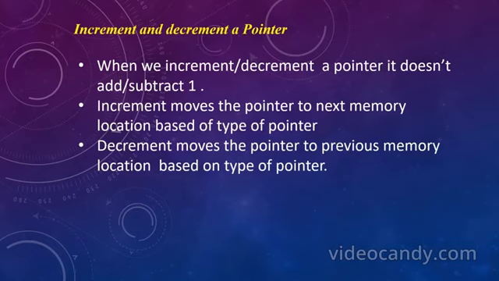When we increment or decrement a pointer, it does not add or subtract one. I said, does not. Incrementing moves the pointer to the next memory location based upon the pointer type. You remember that a pointer stores what? It stores the address. So when we increment a pointer, it does not increment by one. It moves to the next memory location. So we always need to understand that it increments or decrements to the next memory location.